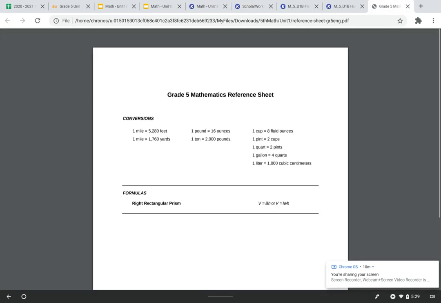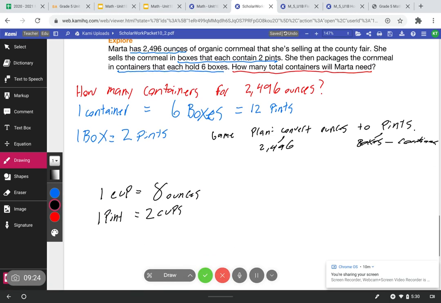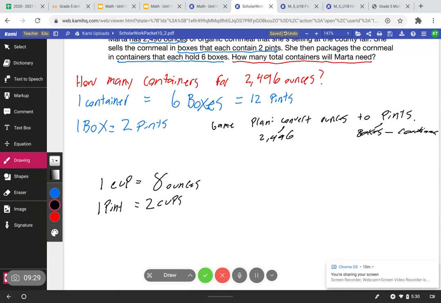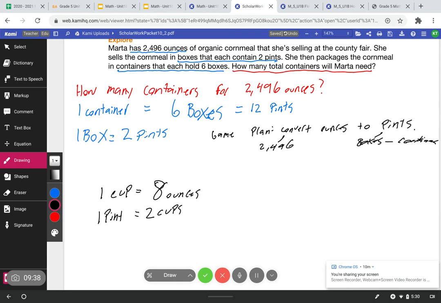So if we go to our reference sheet, we see 1 cup equals 8 fluid ounces. Then we see 1 pint equals 2 cups. So I'm going to write that down. 1 cup equals 8 ounces. Need to fix my 8, not the best 8 there. And 1 pint equals 2 cups. So look at how we need to convert ounces to cups and then cups to pints.